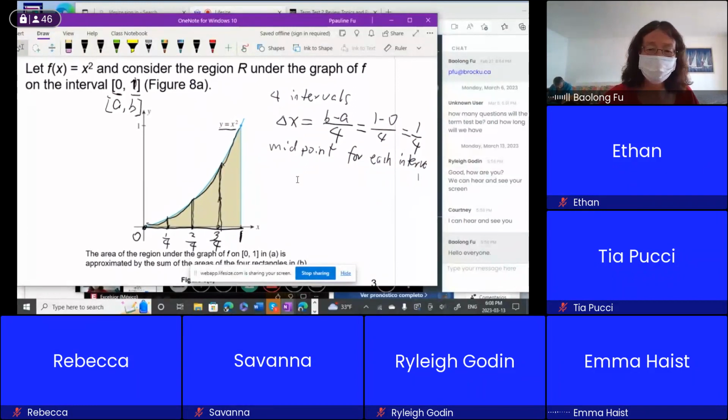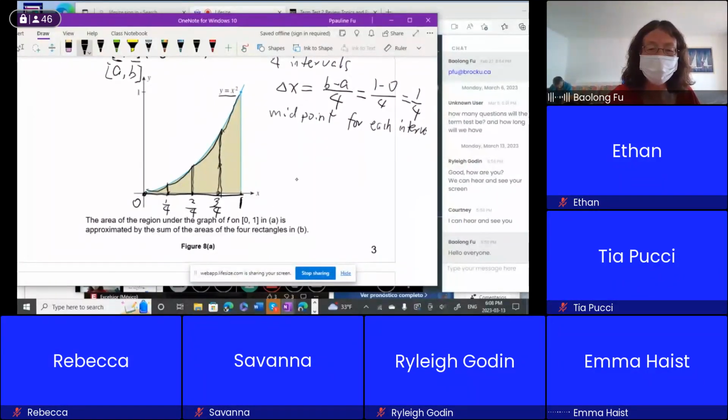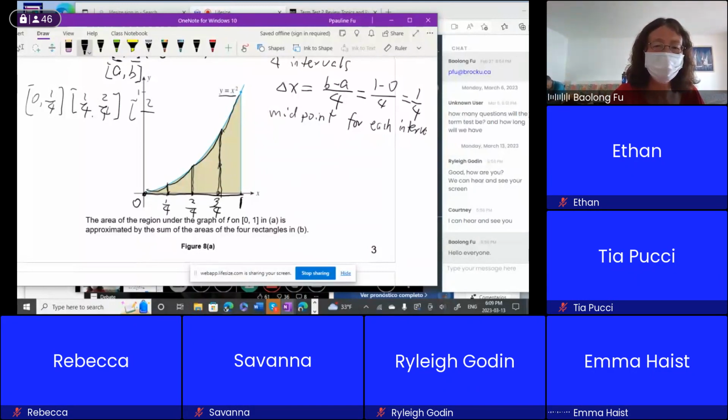So maybe I will specify those 4 intervals. From this diagram, what are those 4 intervals? The 4 intervals refer to from 0 to 1 over 4, this is 1 interval, and then from 1 over 4 to 2 over 4, and then from 2 over 4 to 3 over 4, and the last interval from 3 over 4 to 1. There are 4 intervals here.